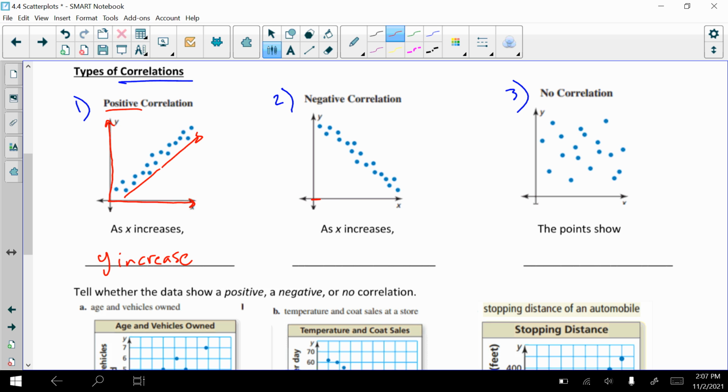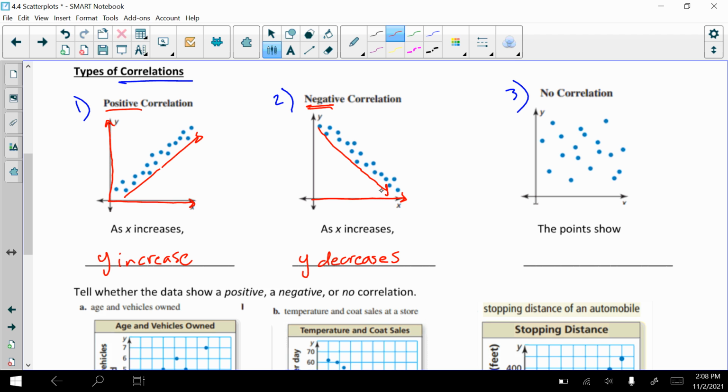The same thing can be said for the negative case. As x increases in this case, as I move from the left to the right, well, now my points are going down, generally speaking. So the y's are now decreasing. As x increases here, y decreases, and now that means I have a negative correlation. So again, if I'm moving left to right and my points are going up, that means I have a positive correlation. The points are positively correlated, positively related. As x goes up, y also goes up. Or I could have a negative correlation. As x goes up, y goes down.